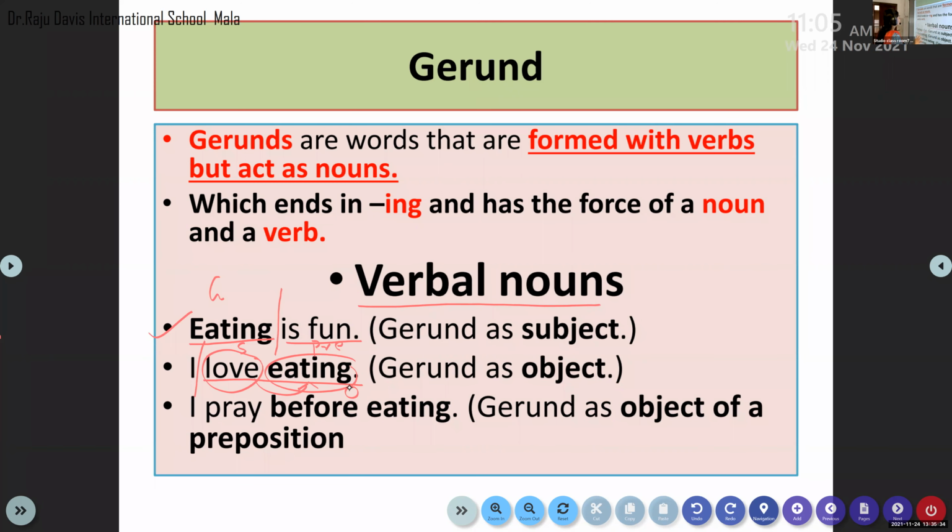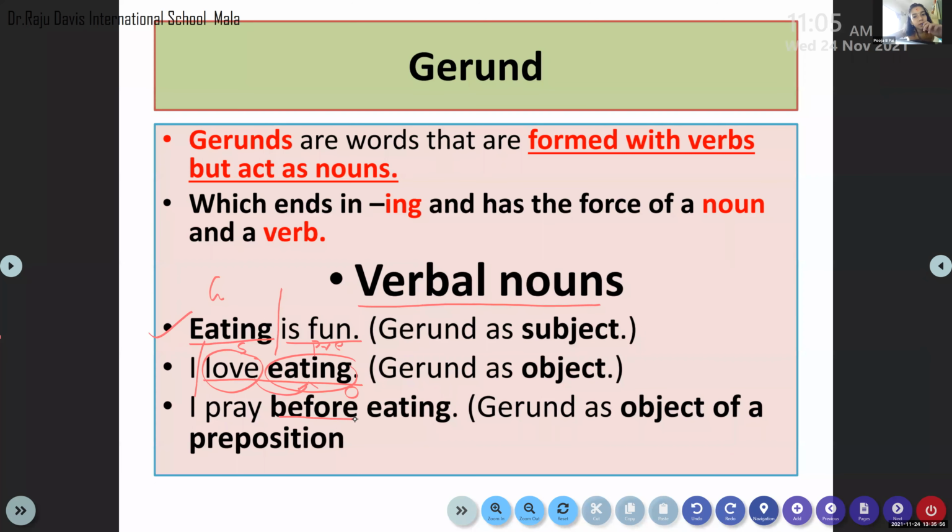Now, another position to identify a gerund: it is always used with a preposition in a sentence. See here, before is a preposition, isn't it? Before, after, in, on, above, below, all these are examples of prepositions, isn't it? Yes, ma'am.